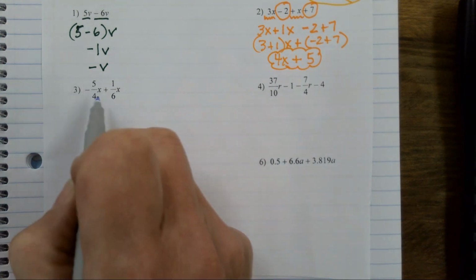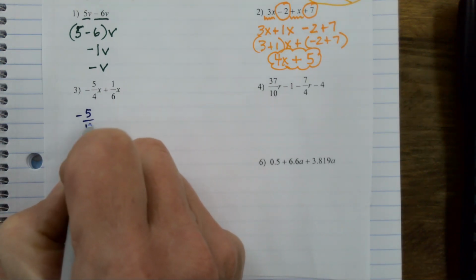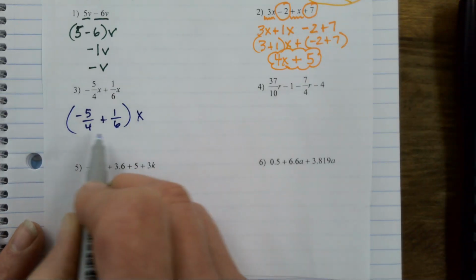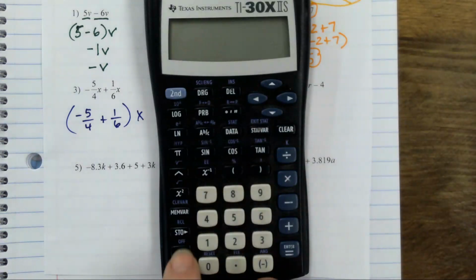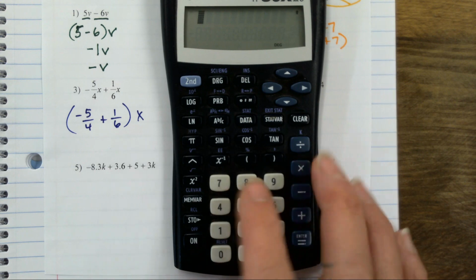These are still like terms because they both have an x, but instead I'm going to do negative 5/4 plus 1/6 x. And now this might have to be plugged in my calculator. Do you remember us doing the fraction key on the calculators? Yes. Okay, good. So I'm going to go ahead and do the fraction key.